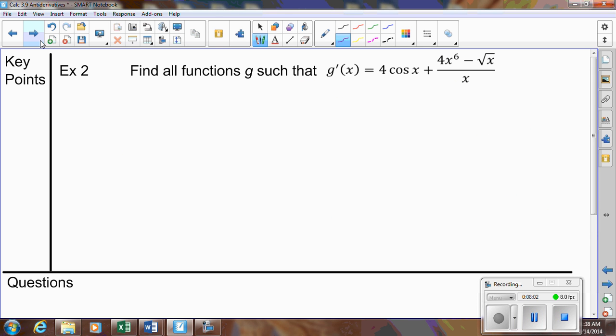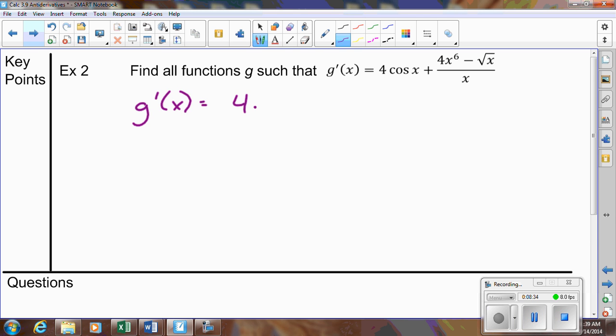Okay, what about this? What are all the functions such that the derivative is equal to 4 cosine x plus 4x to the 6 minus x to the 1/2, all over x? You mean we have to work backwards through the quotient rule? That's crazy, Fry. What are you doing? Well, remember how a lot of times if you simplify some of the algebra, it makes it easier? Let's simplify some of this algebra.